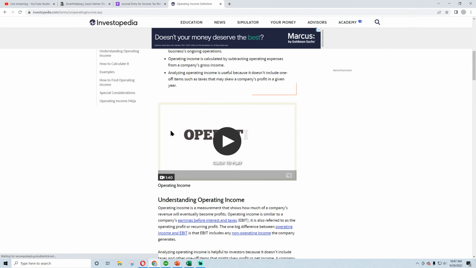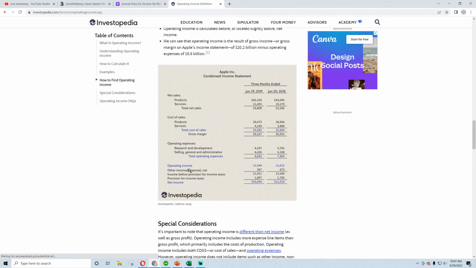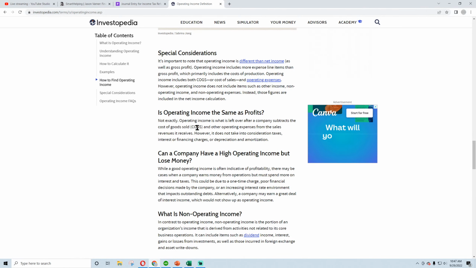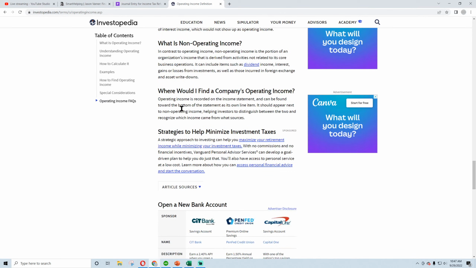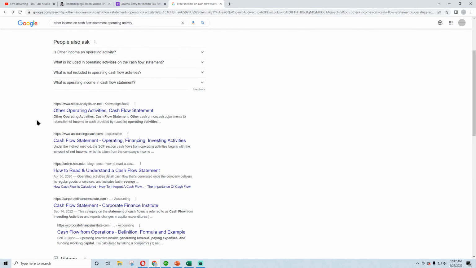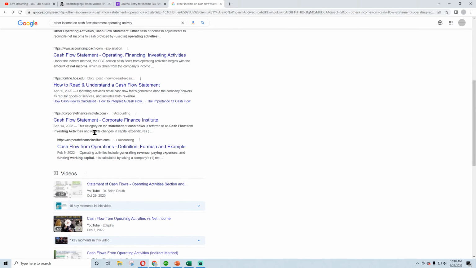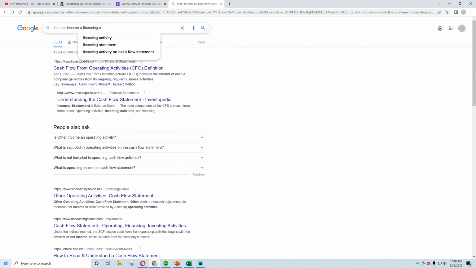Okay, so where do we put other income? This other income expense, where does that go on the cash flow statement? Non-operating income is a portion of an organization's income that's derived from activities not related to its core business operations. It can include items such as dividend income, interest, gains or losses from investments, as well as those incurred in foreign exchange and asset write-downs. All right, where would I find a company's operating income? Cash flow statement. Activity.